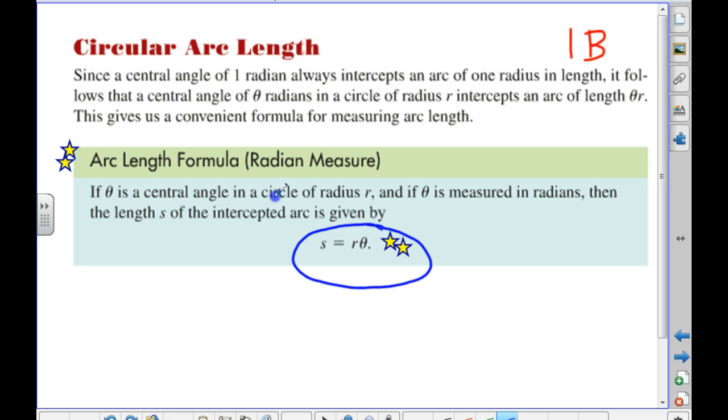A central angle theta. So let's draw a little picture over here one more time. A central angle theta. R is the radius. And S is the distance from here to here along the arc. Okay? And that's the worst arc ever. All right.